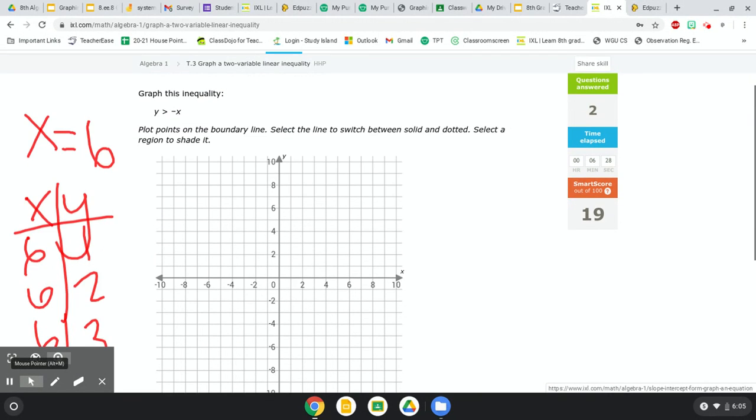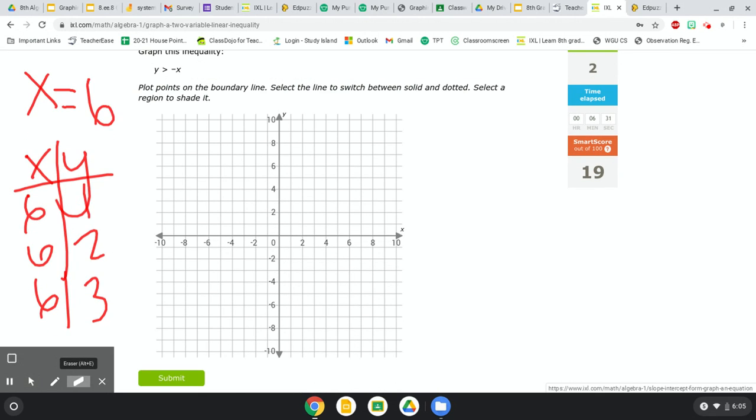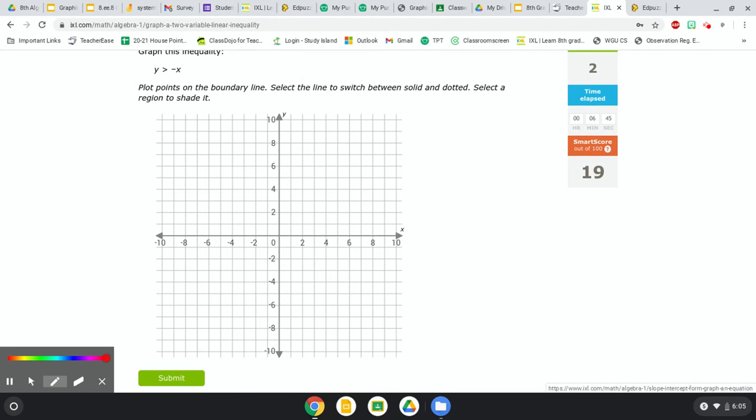Let me erase this. Oh, if I could use my tools correctly, huh? Okay, so again, no matter the equation or the inequality that they give us, I always want to think of this as y equals negative x. So again, I can put a 1 here, like a negative 1x. So in order to graph that line, the y-intercept is 0 because there's no plus anything, so I know it's 0. And then my slope is negative 1 over 1. So I'm going down 1 to the right 1, and I would keep going to make that line.